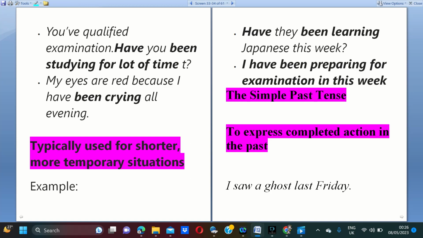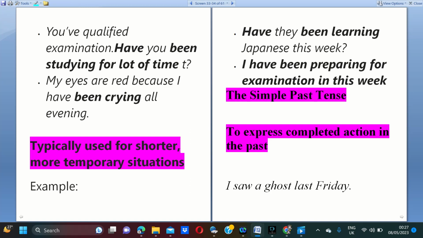Next, to talk about shorter actions and temporary actions. Have they been learning Japanese this week? To know progress, we can use present perfect continuous tense. Next, I have been preparing for the examination this week. This is also a shorter action. When we have examinations, we prepare. This is a kind of short action. Preparation before the examination is a short action.